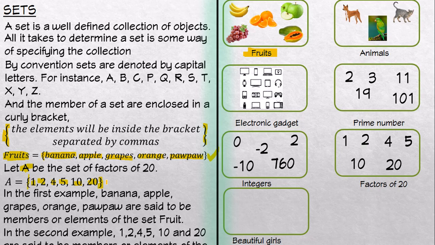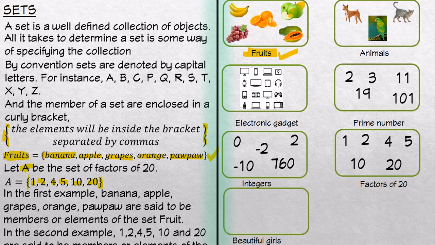So we realize that in the first example, we had orange, apple, purple, grapes, banana. All these are in the set that we are calling fruits. So these ones are said to be the members or the elements of the set. So the banana is an element of the set fruits.